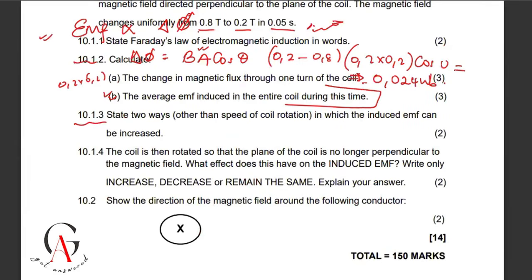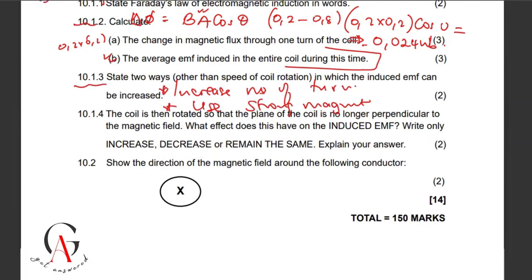Okay, and then state 2 ways in which the induced EMF can be increased. Number 1, you need to increase the number of turns of the coil. Number 2, you need to use a stronger magnet. And then increasing the speed. I don't know, yes, we can do that as well.